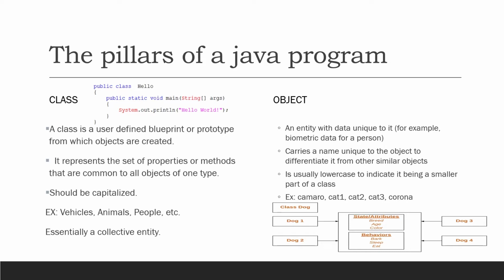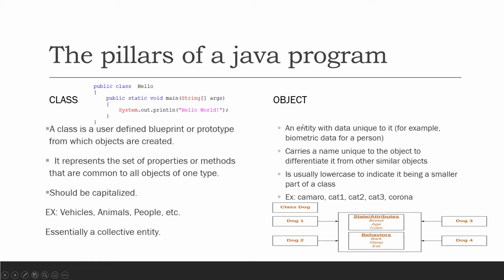And for a class, like here, we have public class hello. It should be capitalized. So here we have examples of vehicles, animals, people, etc. And a class is essentially a grouping of things, so you want it to be the one that stands out the most, hence the capitalization.